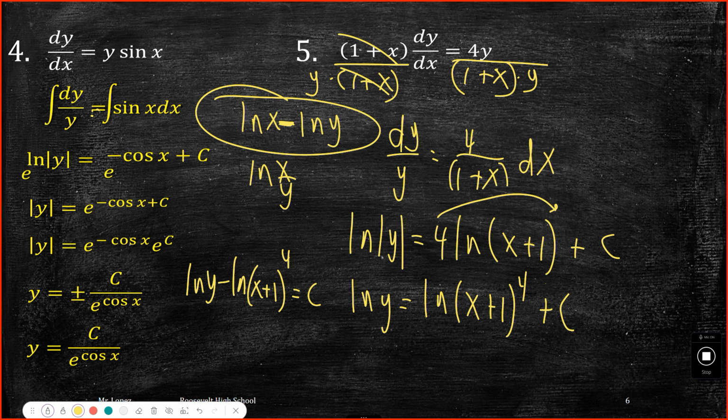And why am I going to use that property? I don't know. So let's do this property here. So it's going to be ln y, but why am I doing this though? Oh, I know why I'm doing this. If we're going to do that property, put it here, what are we going to do here? ln of y over x plus 1 to the 4th is equal to c. And then what can we do?